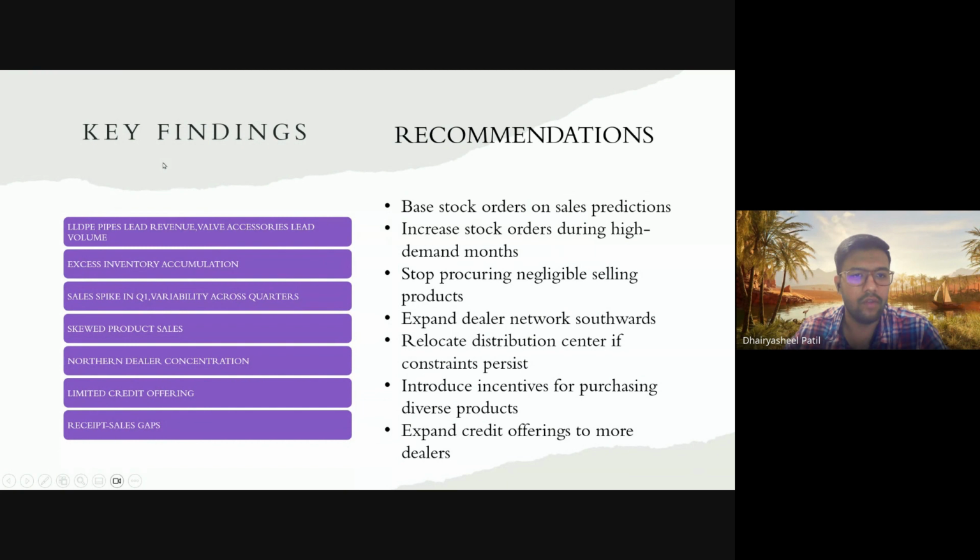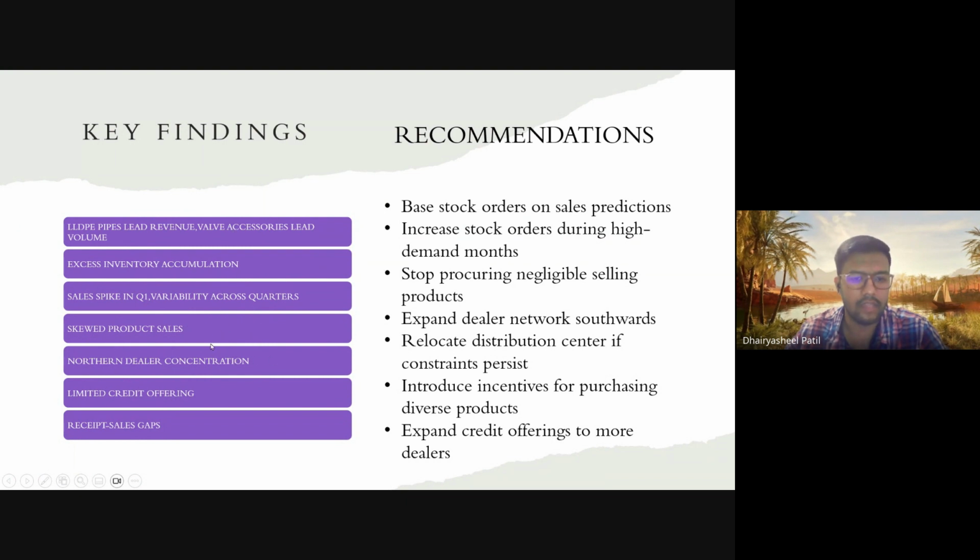And here were some key findings from the data. LLDP pipes lead the revenue, and valve accessories lead the volume, and there was excess inventory accumulation. There was a sales spike in quarter one and variability across quarters, as it happens in the agriculture industry. When there is the season of sowing and all that, the sales spike. People gather the equipment from all the sources they can get, and there was skewed product sales.